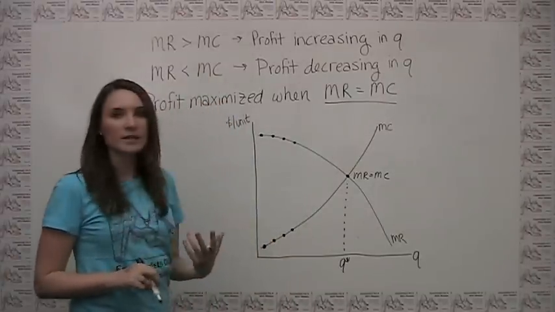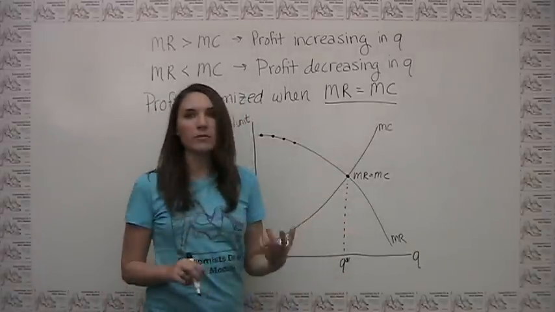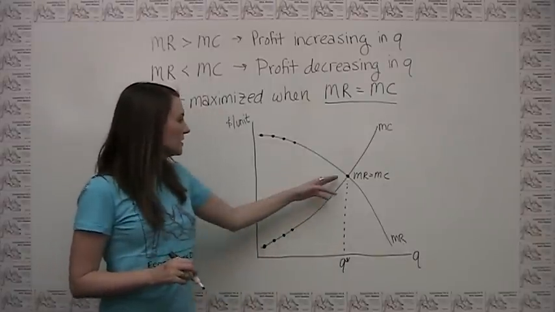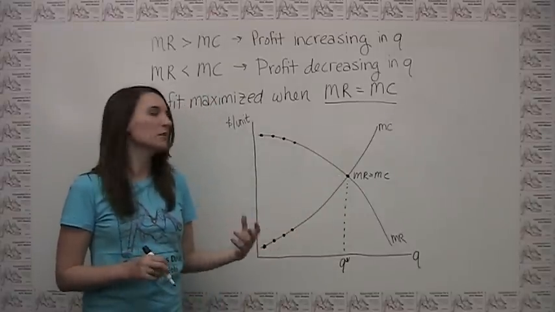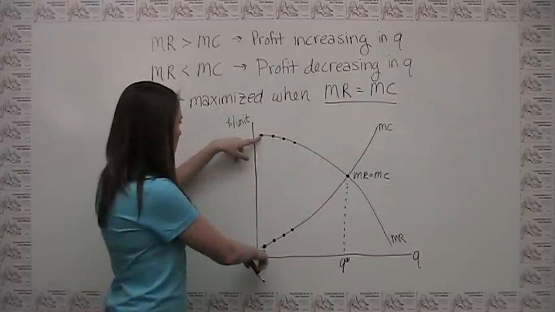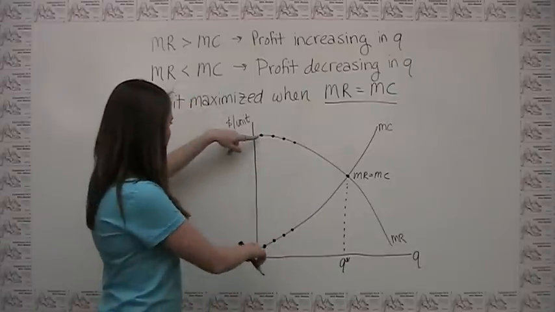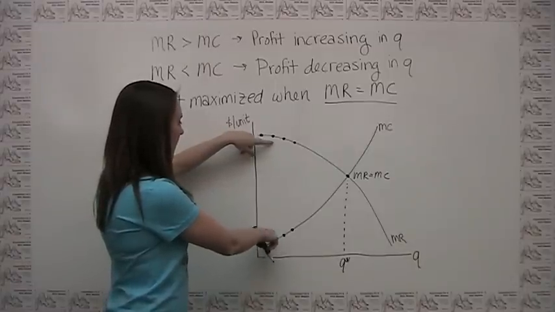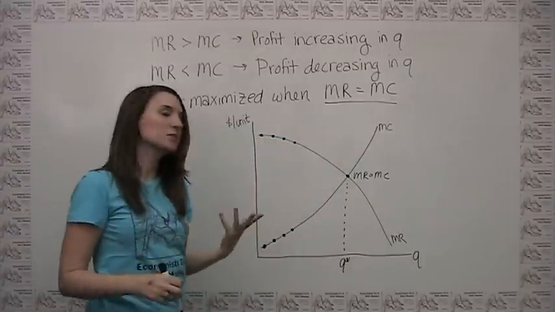It's important to recognize that this Q star that I've labeled here, which turns out to be the profit maximizing quantity of output for this particular firm, doesn't necessarily correspond to the quantity that gives the highest profit margin, the highest markup, or anything like that. In fact, we can see here that it was this first unit that has the highest profit margin or markup, since the difference between marginal revenue and marginal cost is biggest here, and that difference keeps decreasing as we produce more output.